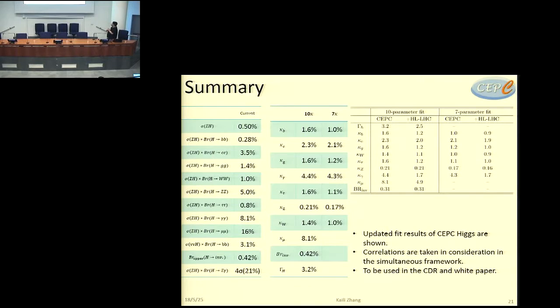So here I will draw the summary. We can see the fit results listed on this page, and the updated result of the CEPC Higgs is shown. We can see the correlations are taken into consideration in the simultaneous framework, and this result could be used in the CDR and the white paper. We will continue to work further on this CEPC Higgs combination framework.